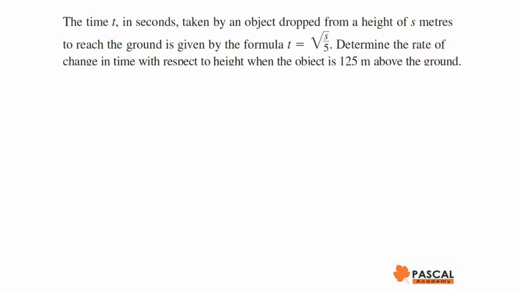Question number 11. The time t in seconds taken by an object dropped from a height of s meters to reach the ground is given by the formula t equals the square root of s over 5. Determine the rate of change in time with respect to height when the object is 125 meters above the ground. In this question, s is the independent variable and t is the dependent variable.